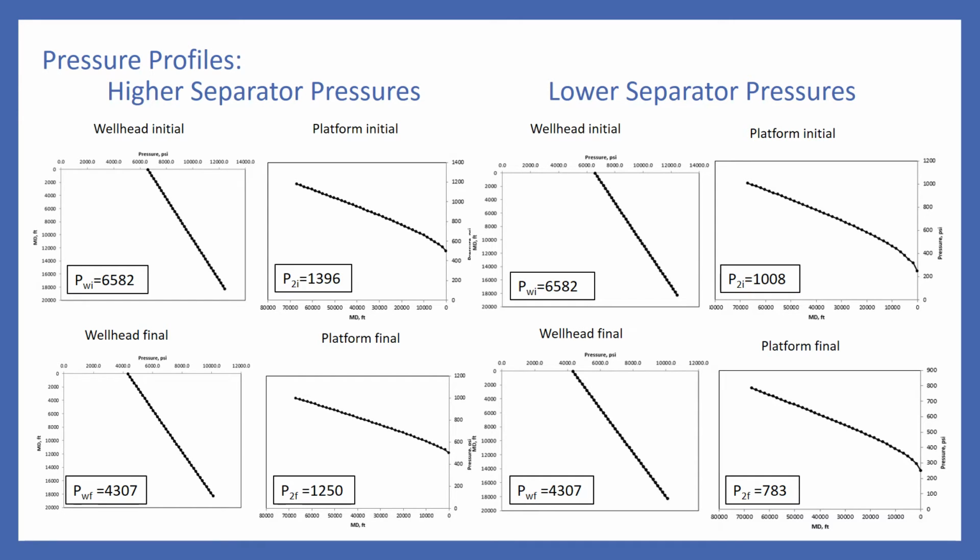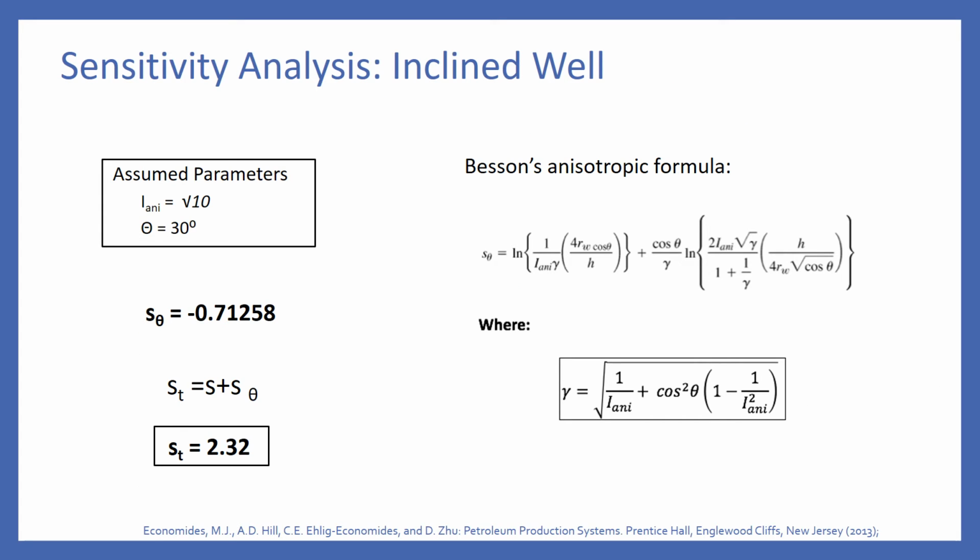For lower separator pressures, we chose a pressure of 250 psi. It was also in critical flow and had the opposite effect of the higher separator pressure in terms of initial and final P2. We saw a steeper increase in the wellhead pressure drop, allowing the well to stay in critical flow longer if needed. One of the different completion scenarios we examined was the effect of an incline wellbore.